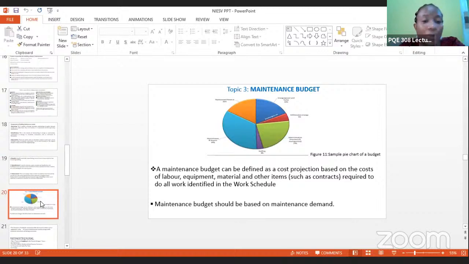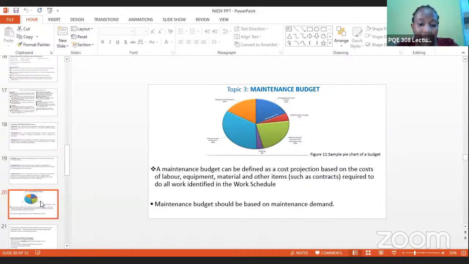So the third topic I'm going to talk about is the maintenance budget. Now, everything you want to do requires money. Money answers it, if not all, maybe some, as the saying goes. So, maintenance budget. What do we understand by budget?